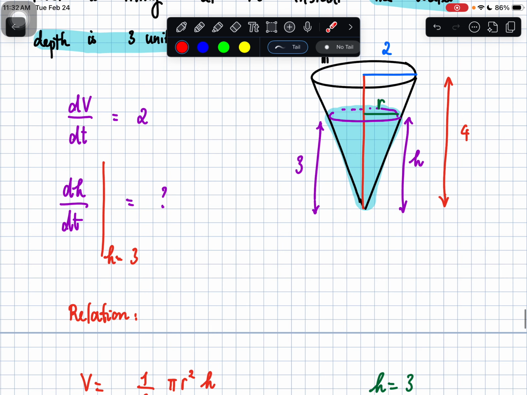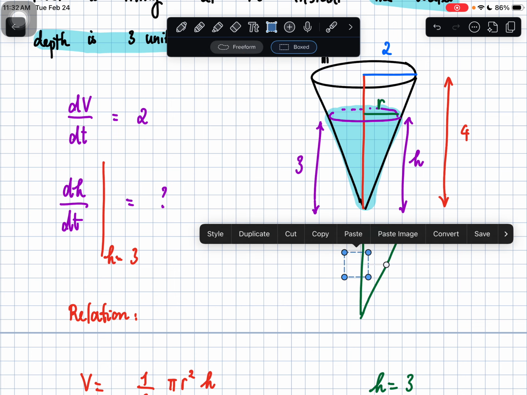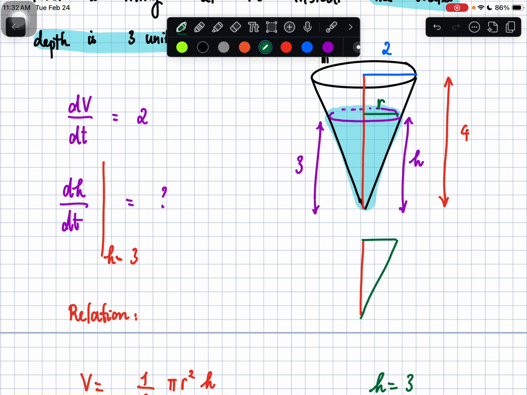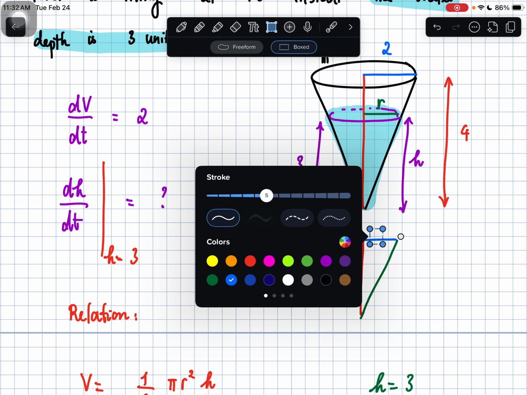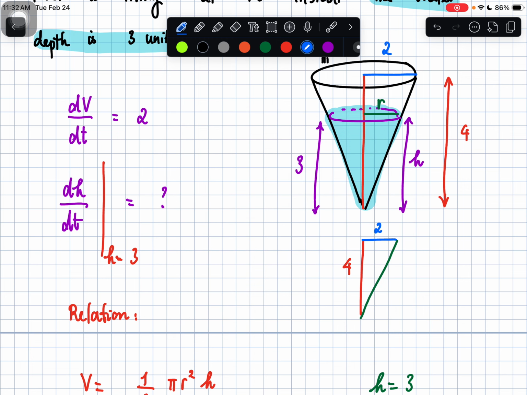Because look at this right triangle. I can draw it in a separate picture. So here's the height of the tank equal to 4. This length is 4. The radius of the base equals 2. This length is 2. Now we are at this water level right here. So let's work with this right triangle. The water level, say h. At this level, this radius equals r.